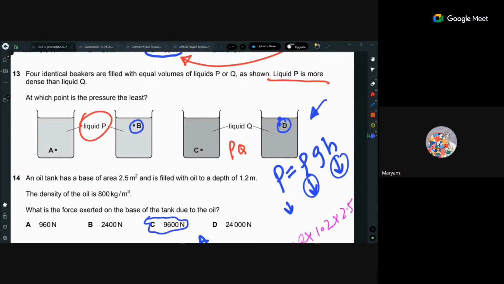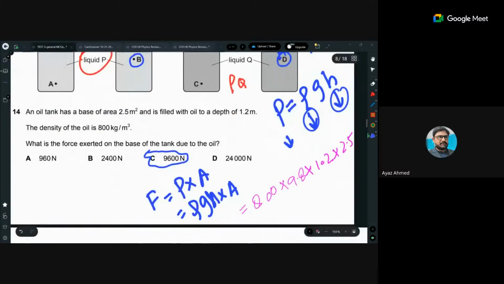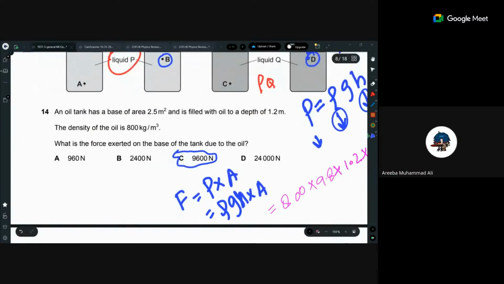Oh, so Q is correct, right? Okay, this is more dense. So if two points are at equal depth, but the density is more, then the pressure will be more over there. Got it. Everyone clear? Can you explain this a little bit more, sir?